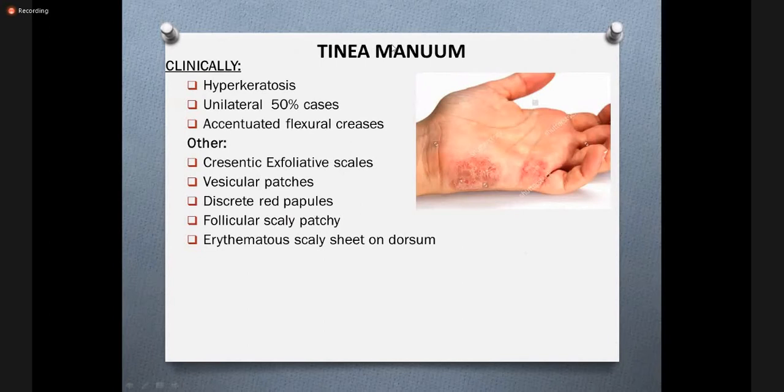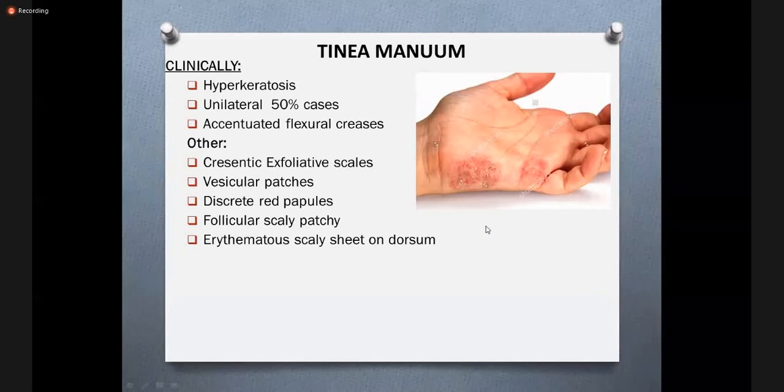Okay, the most common differential of tinea manuum is eczema of the hand. While eczema of the hand is usually bilateral, tinea manuum is usually unilateral, and accentuated over the flexure creases. But tinea manuum can present as a dry scale, this is the most common, but it can also present as exudated scale, vesicular patches, papules, follicular scaly patches, or an erythematous scaly sheet on the dorsum. Only there is erythema in this case.